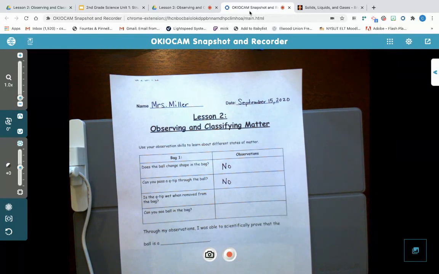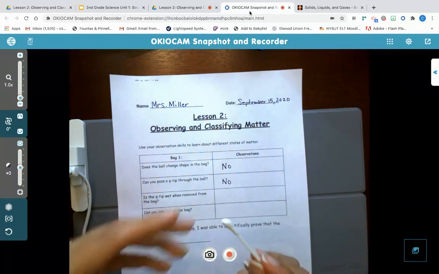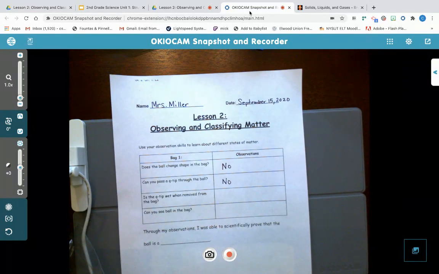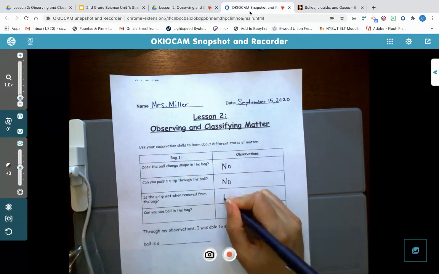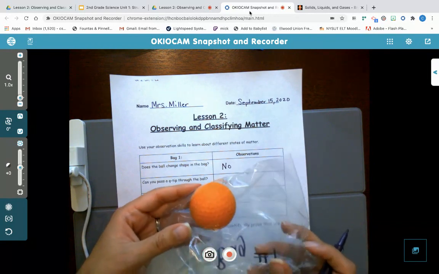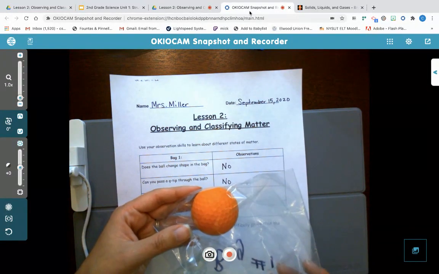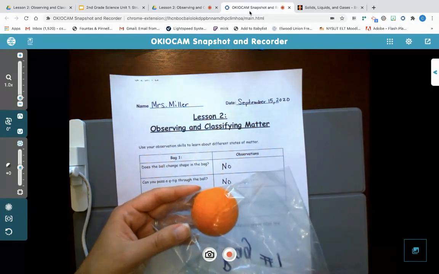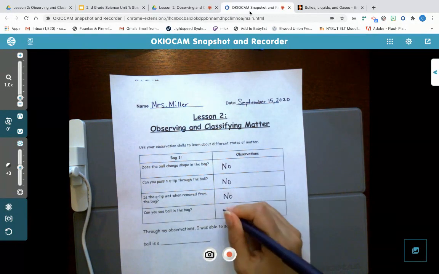Now, is the Q-tip wet when removed from the bag? So I took it out of the bag. Does it look wet to you? Thumbs up, thumbs down. No, it's not wet. It doesn't feel wet either. So we'll say no. Okay, last question. Can you see the ball in the bag? Do you see it? Thumbs up, thumbs down? Yes. So we can just write the word yes.